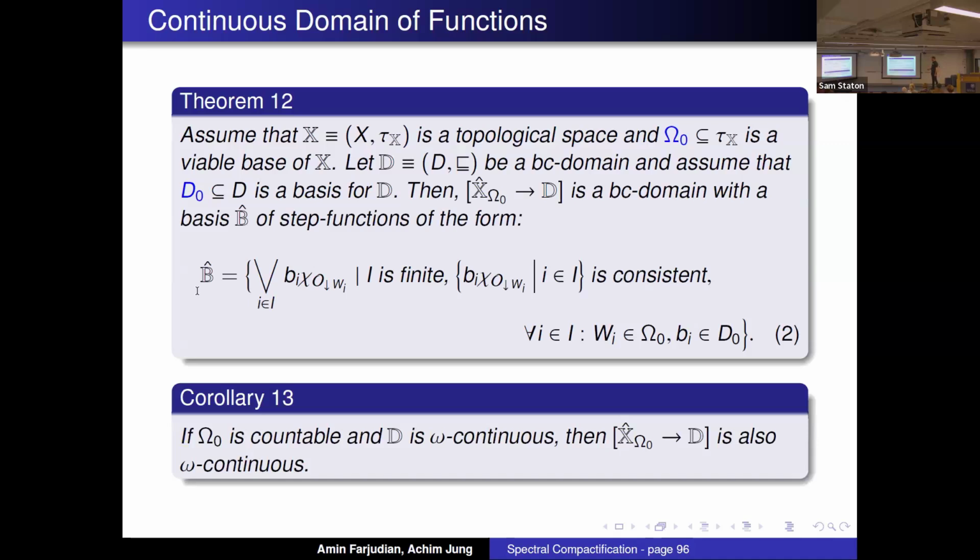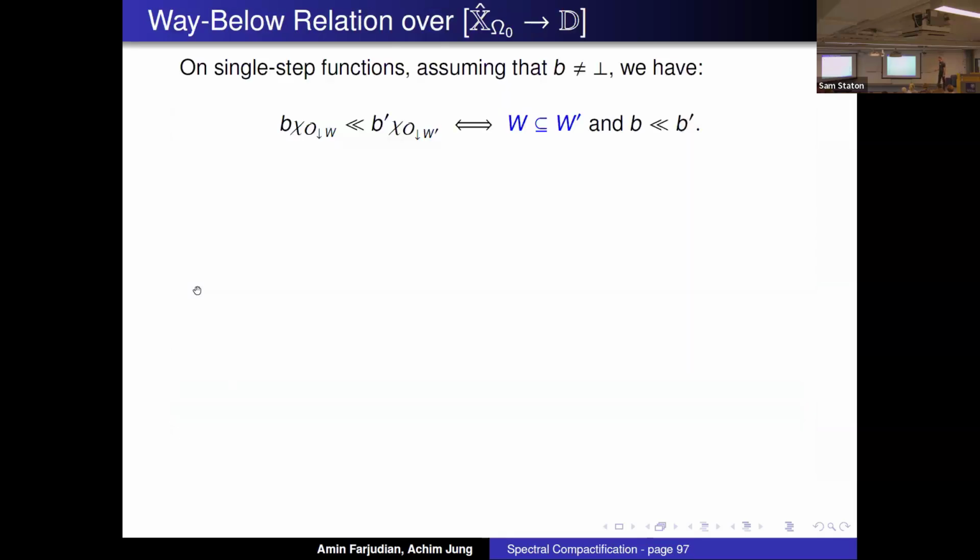So again, if you make sure that your base is countable and your BC domain D is ω-continuous, then the function space will also be an ω-continuous domain. The way-below relation over step functions can be described in a kind of intuitive way. So for single step functions, (B ↘ ω) is way below (B′ ↘ ω′) if and only if ω is a subset of ω′ and B is way below B′. The important point is that we've reduced this way-below relation to just the subset test.